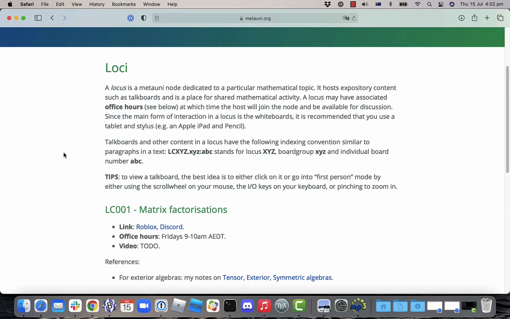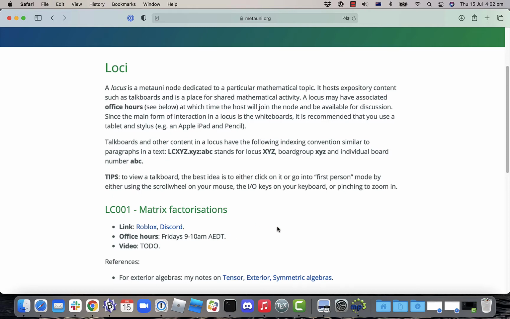A locus hosts expository content such as talking boards and is meant to serve as a place for shared mathematical activity using the whiteboards and the voice channels. So to put yourself in a voice channel, you need to open Discord, put yourself in the general voice channel before you enter the Roblox world. And make sure you've registered your Roblox username in the Discord server as per the instructions on the other parts of this page.